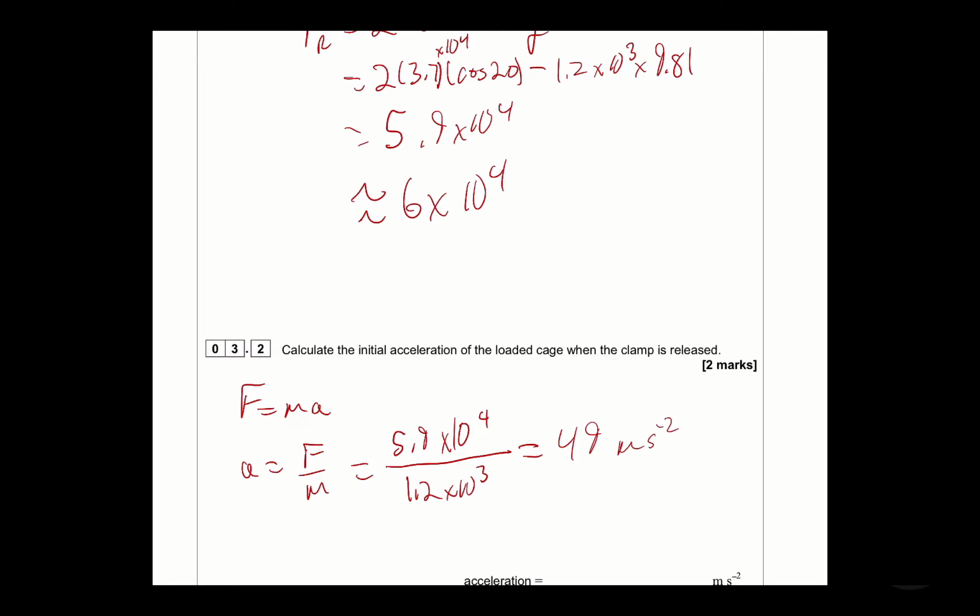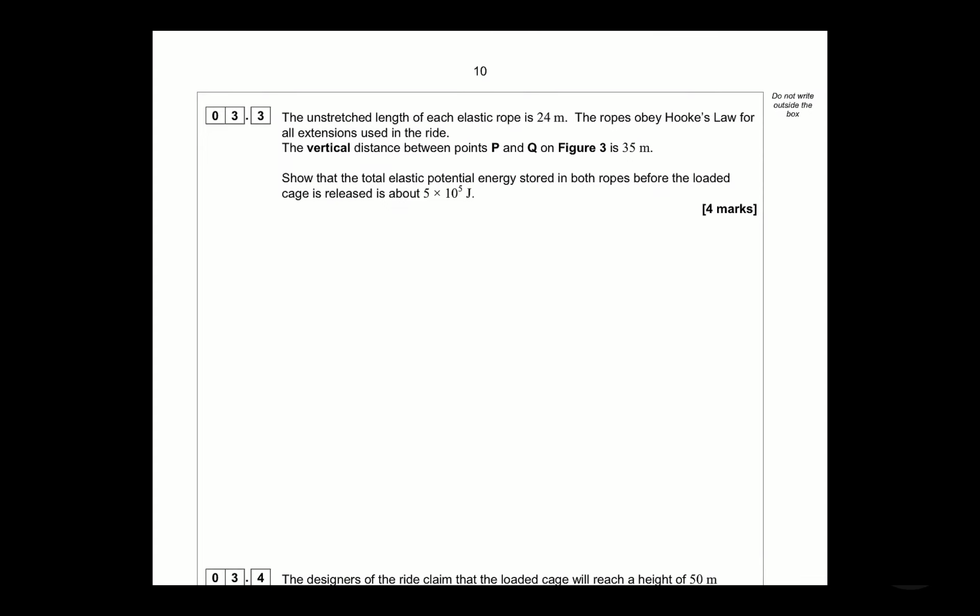It might round to 50 depending on if I just had the number saved in my calculator. But that's the right method for it there. So the unstretched length of the elastic rope is 24 meters. The rope obeys Hooke's law for all extensions in the ride. The vertical distance between points P and Q is 35 meters. Show that the elastic potential energy stored in both the ropes before the loaded cage is released is 5 times 10 to the 5 joules.